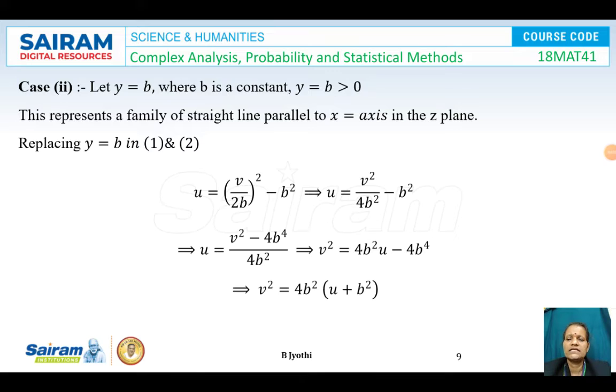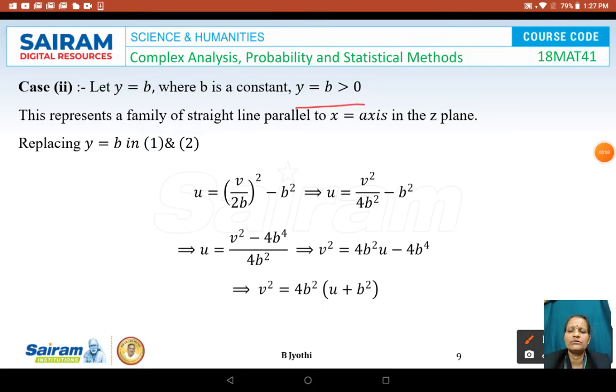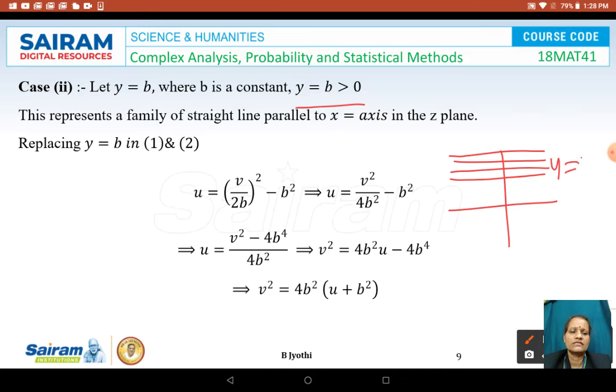Case 2. Let us take y is equal to b. Here also let us take b as positive. This represents a family of straight lines parallel to the x-axis. So parallel to the x-axis means this is the positive axis, and we will be taking y is equal to b in this one. If we take y is equal to minus b, we will also get the same set of parabolas.